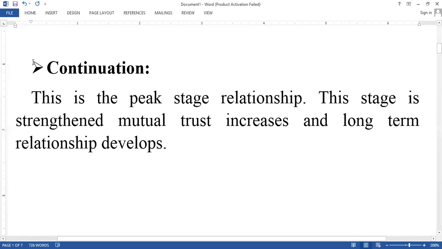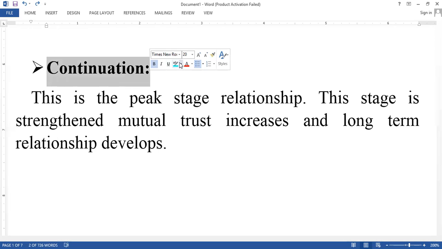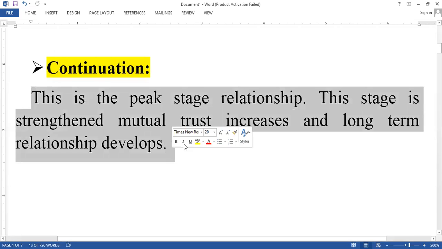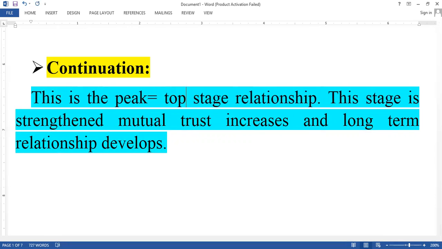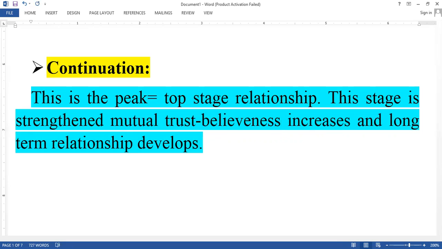And the third one is continuation. See, in this continuation stage, what happens? This is the peak stage of the relationship, the top stage of the relationship. This stage strengthens mutual trust. Trust is nothing but believing. Trust increases and a long-term relationship develops.